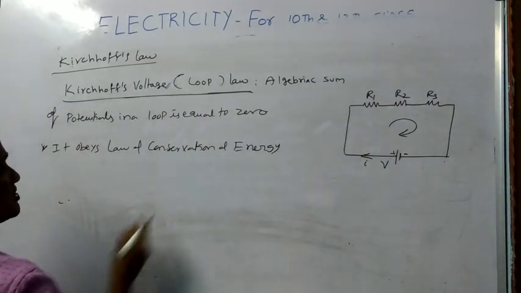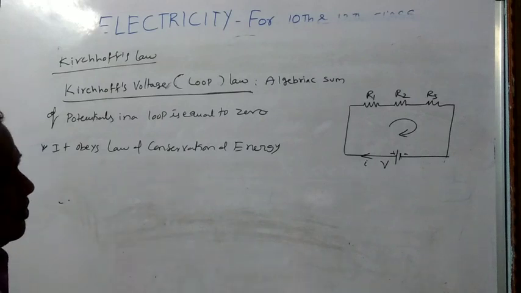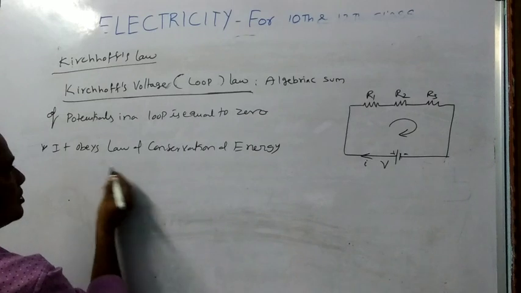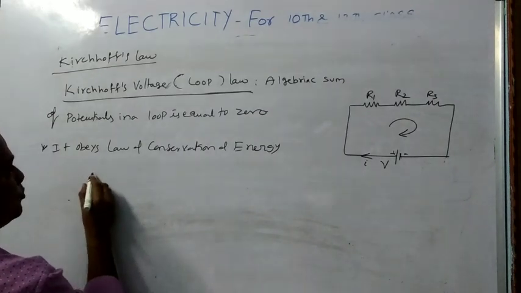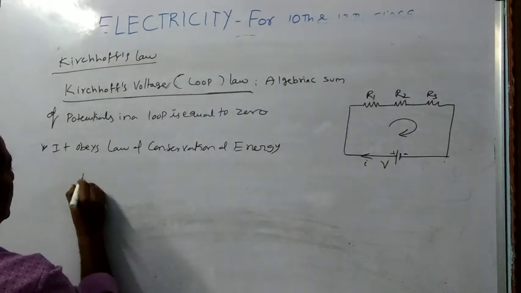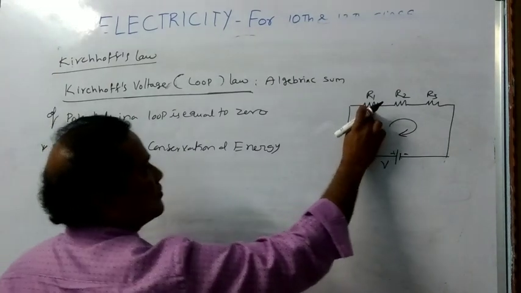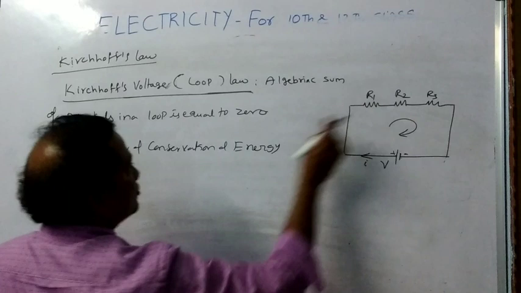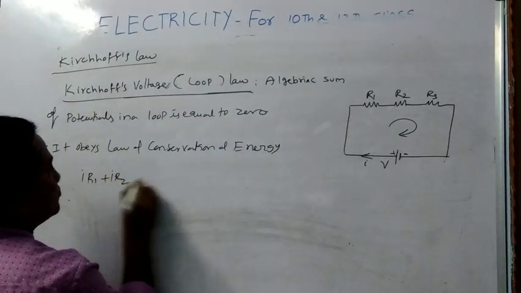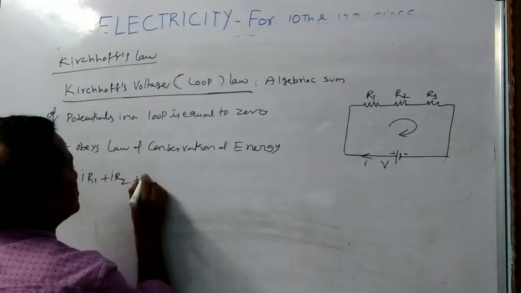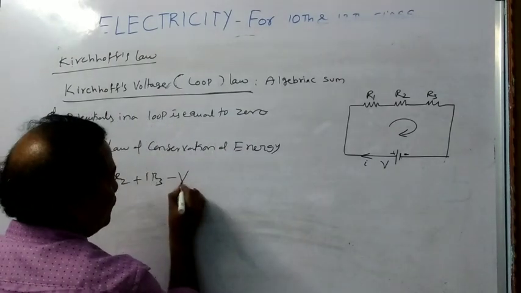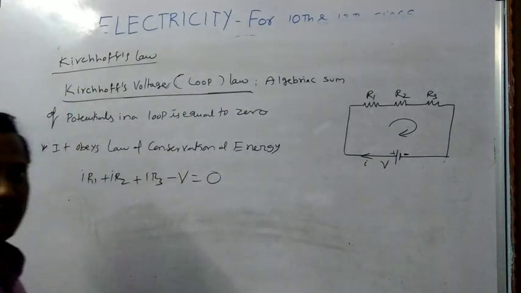Series connection means the current is constant, so you can apply the voltage law here. That is, the loop starting. Across R1 the potential will be IR1, across R2 it is plus IR2, then plus IR3 across R3. Here it is minus V equal to 0.